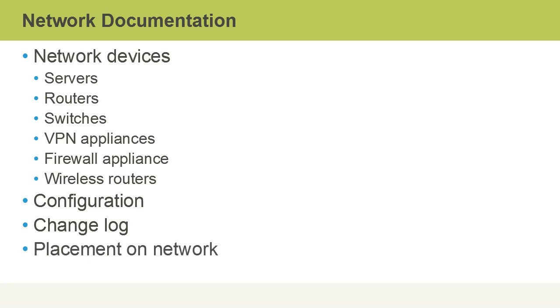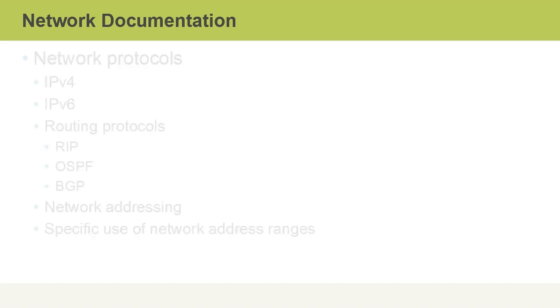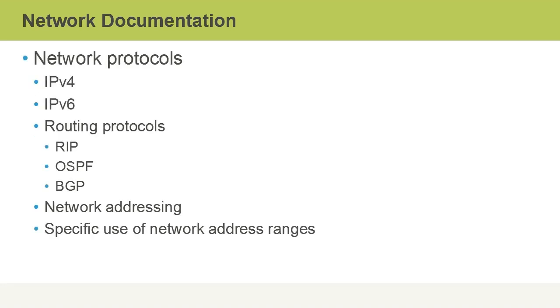The placement of all of these network devices on the network is paramount. So when we talk about network documentation, sometimes a visual network map can also be very useful. Network documentation must also include the software protocols in use, such as network protocols including IPv4, IPv6. We should also have documentation that tells us whether we're using routing protocols like RIP, OSPF, or BGP, the specific network addressing that we're using, whether it's done manually or through DHCP, must also be documented.